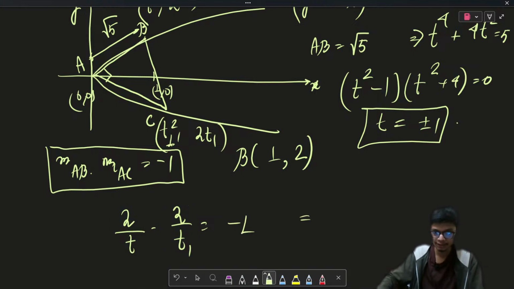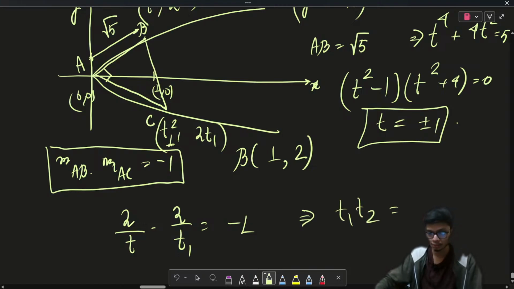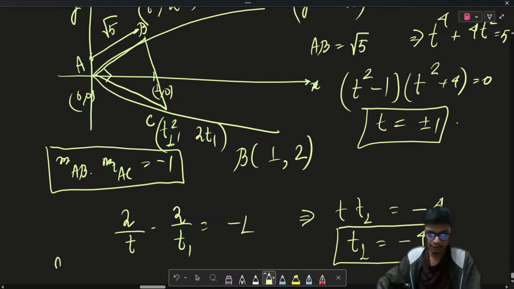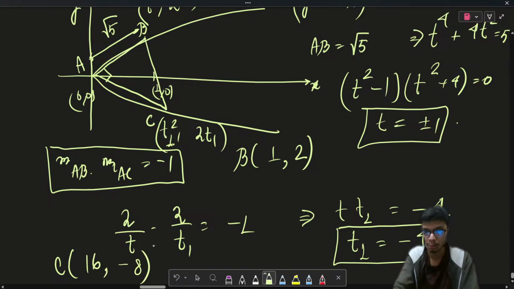If I solve this relation, I will get t t1 should be equal to minus 4. So we have t t1 equal to minus 4. From here your t1 should be equal to minus 4, because t is equal to plus 1. Therefore the coordinate of point C is going to be (16, minus 8).